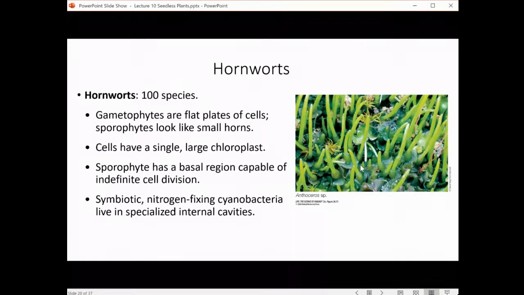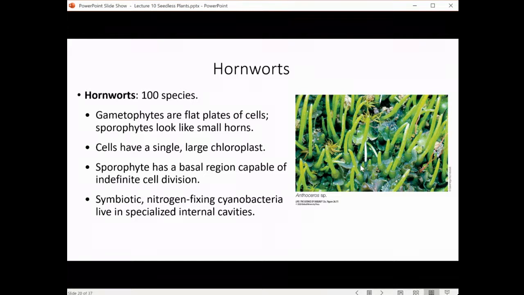Hornworts. Not many here. There's only about 100 known species. The coolest thing about hornworts is they have a really big chloroplast in them. It's huge inside the cells. And the sporophytes can just keep dividing and dividing as long as resources are there. So in this sense, it really is almost a throwback to algae, you know.